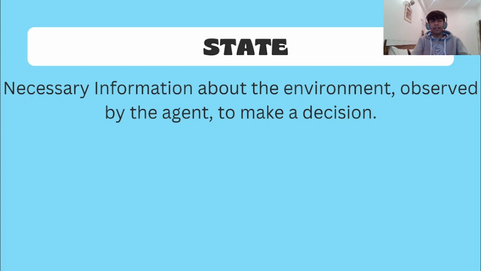State is the necessary information about the environment that is observed by the agent to make a decision. A very important one-liner that I need you to ripple into your minds is: state is introducing context into our RL problem. State is training the agent to actually observe the environment and judge which situation demands which best action. And that's why state is important.